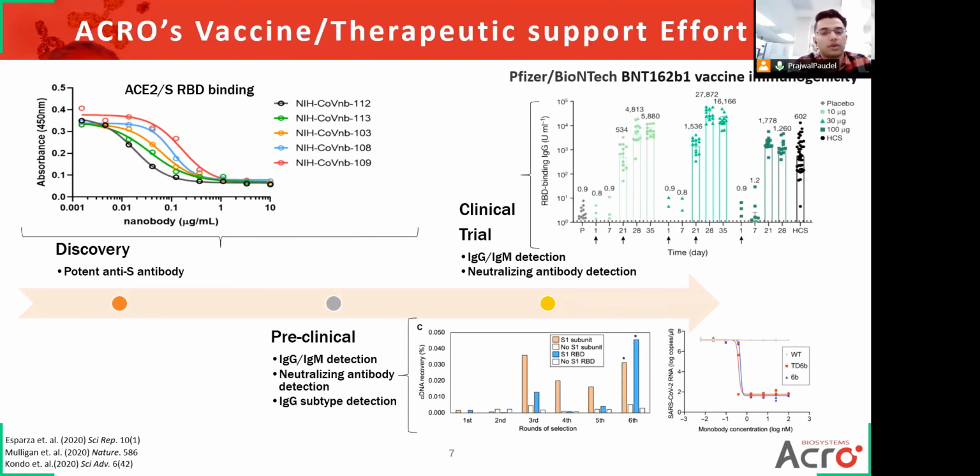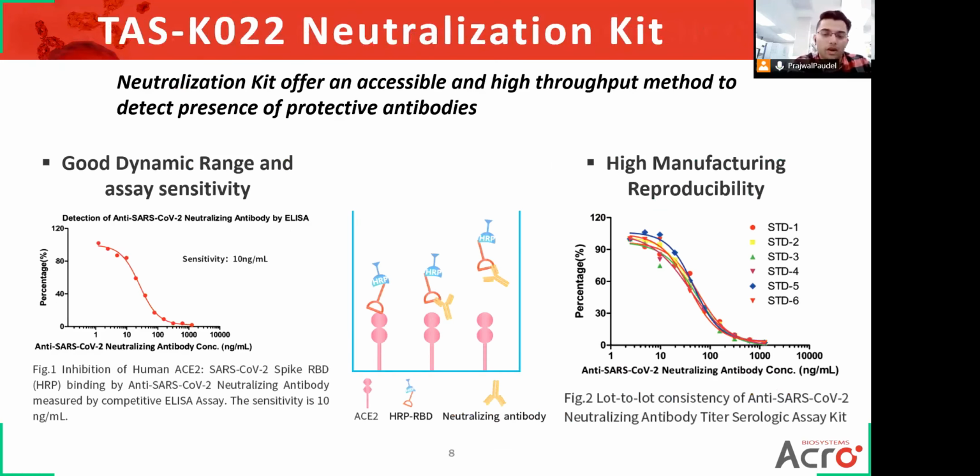Additionally, ACRO's S protein RBDs were utilized by Pfizer BioNTech to assess immunogenicity of their mRNA vaccine candidate in a phase 1/2 study. Our TAS-K022 Neutralization Kit is based on the competitive ELISA principle. This neutralization assay approximates the gold standard PRNT assay that uses live viruses and cells, requiring a P3 laboratory and a complex, low throughput assay.